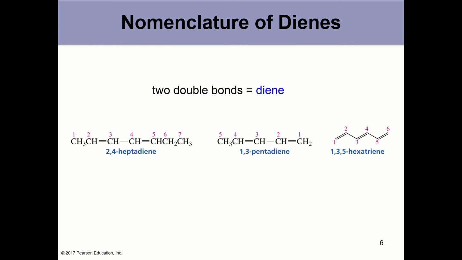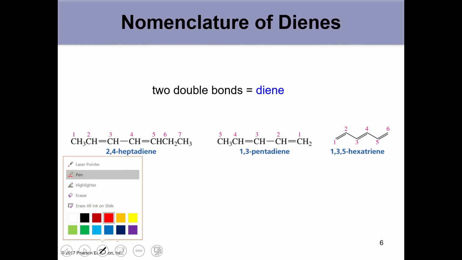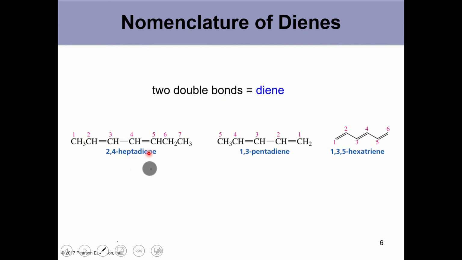If we have two double bonds, we're going to call the molecule a diene. Our examples here are 2,4-heptadiene, because there are 7 carbons. The first pi bond is bonded at carbon 2 to 3. So we write 2 because that's where the pi bond starts. The second pi bond starts at carbon 4 and goes to carbon 5. We write carbon 4 to indicate where the pi bond starts.